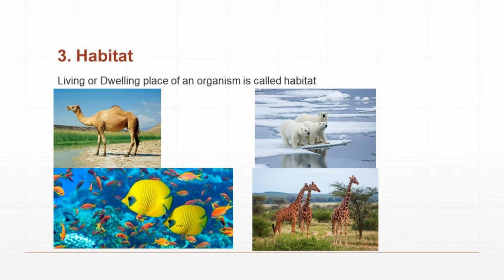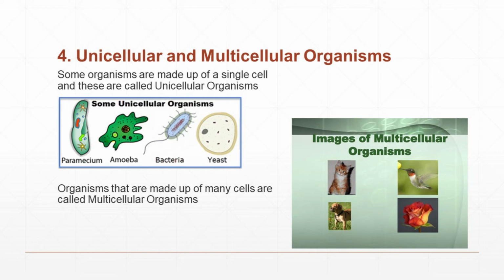Now, let us learn about unicellular and multicellular organisms. Some organisms are very small. The bodies of living things are made up of small units called cells. All the functions and processes in the body of living things are brought about with the help of these microscopic cells.